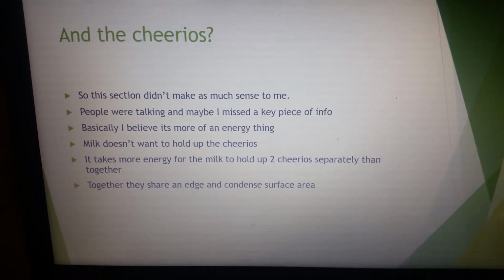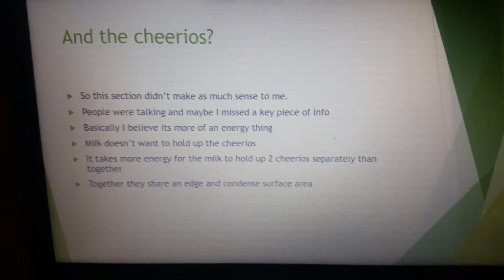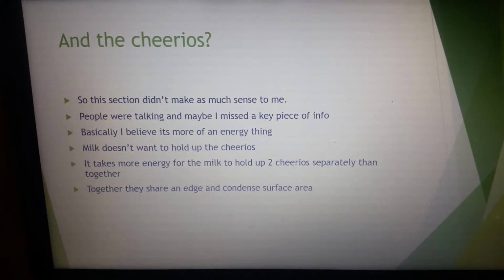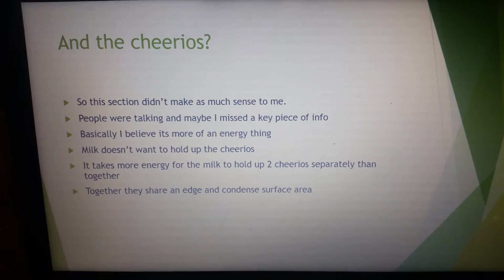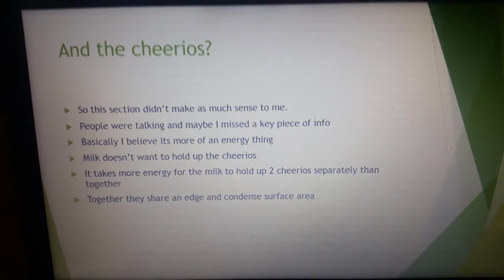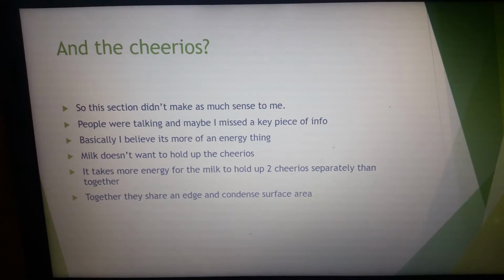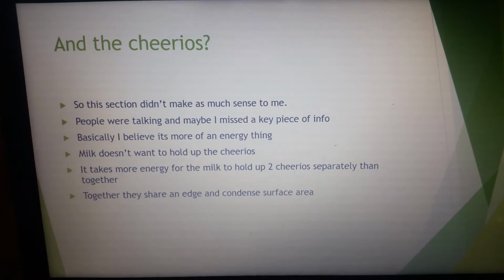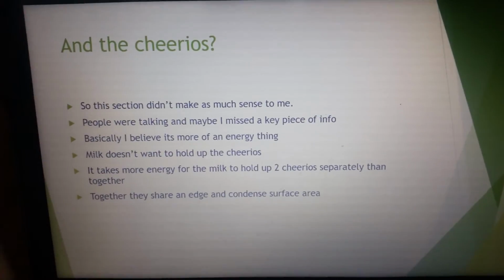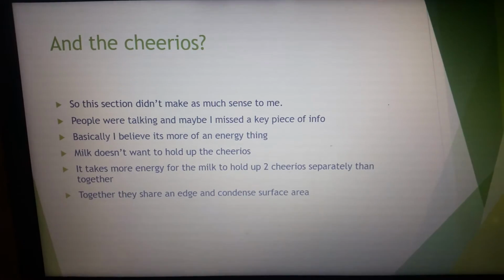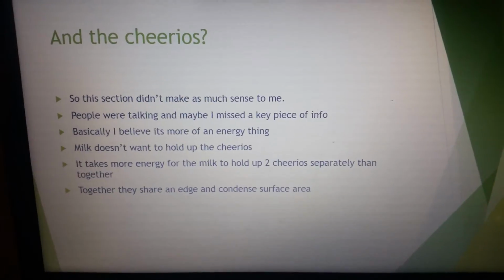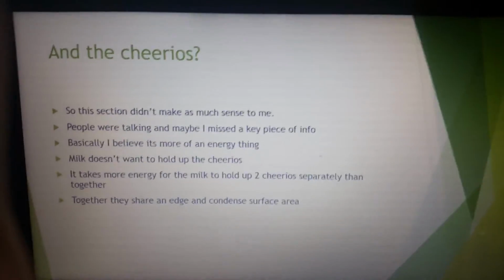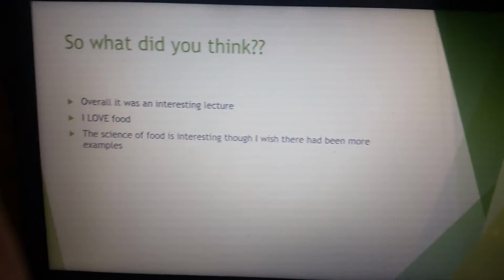The milk doesn't want to hold up the Cheerios. It takes more energy for the milk to hold up the Cheerios separately than when they're together. When they're together, they share a side, and the total surface area that the milk has to hold up decreases. So I really think this is more of the reason why the Cheerios clump. I could be wrong. This is really just my idea since I didn't catch this part of the lecture.